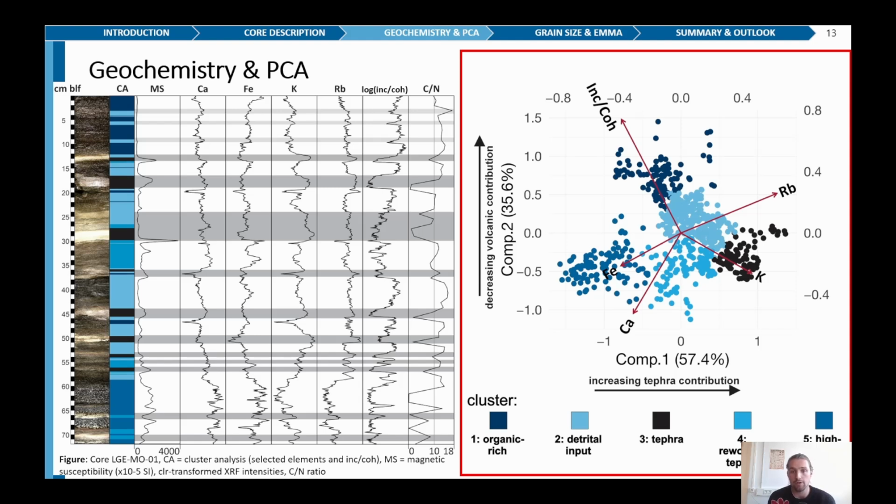And then we have our cluster 4, which is considered as lake internal reworking of tephra material without a lot of organic rich material. And I also tried to interpret the components. Component 1, which accounts for 57.4% of the dataset's variance, shows an increase in tephra contribution, whereas component 2 shows a decreasing contribution of volcanic material.